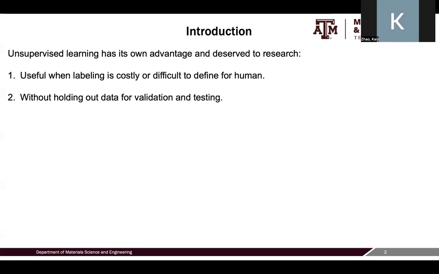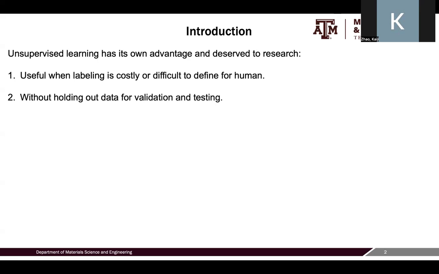Unsupervised learning offers several advantages and is worth researching, particularly in scenarios where labeling data is costly and challenging for humans. This is especially useful when dealing with large data sets where labeling each item would be highly time-consuming or difficult to define. Moreover, unsupervised machine learning methods don't require holding out data for validation and testing, making it an efficient approach in many critical situations.